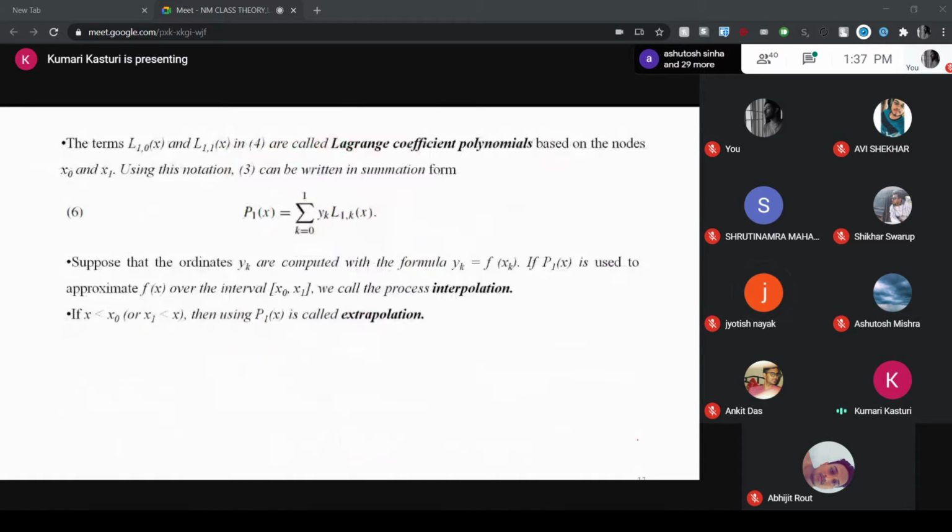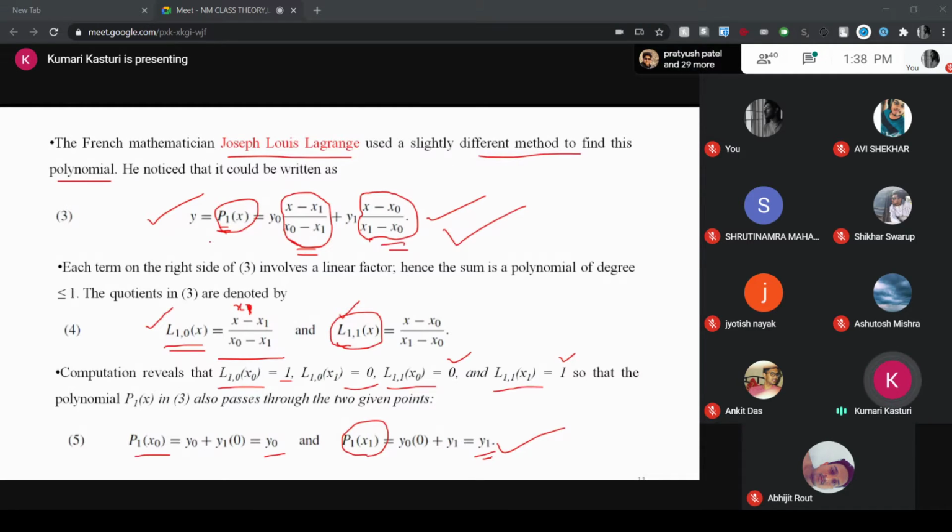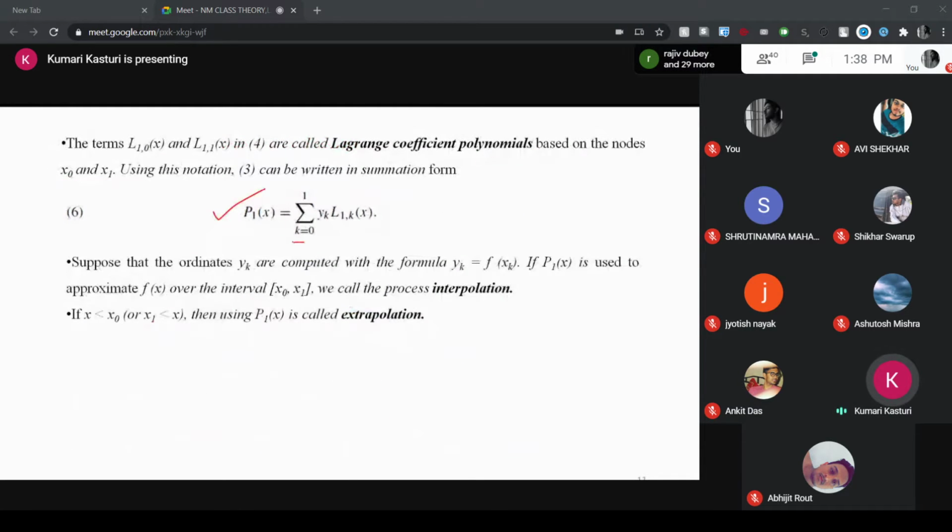Okay. Now just see here. The same equation, whatever he has derived, is written as P1 of x equals summation k equals 0 to 1 of yk L1k of x. In a generalized form it is written. So what is the procedure? The procedure I have already told you. Points are given to you, and you are finding a polynomial, that is called interpolation.